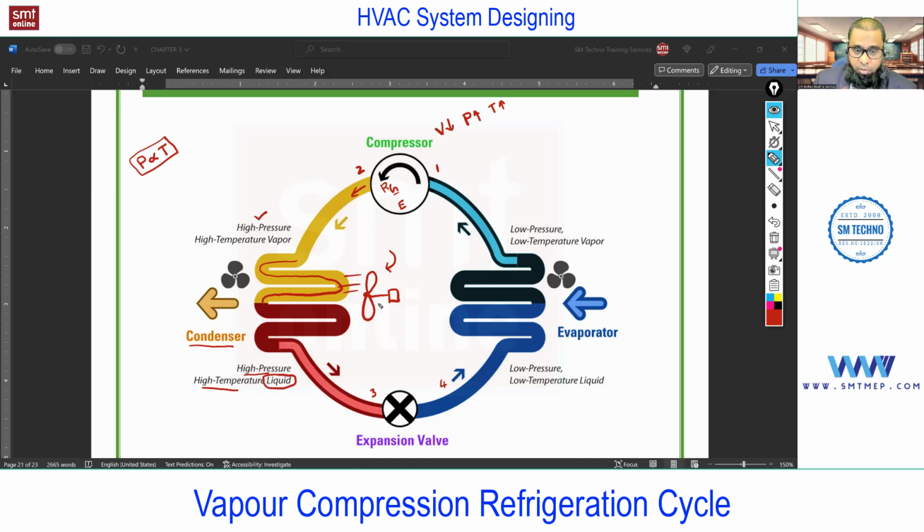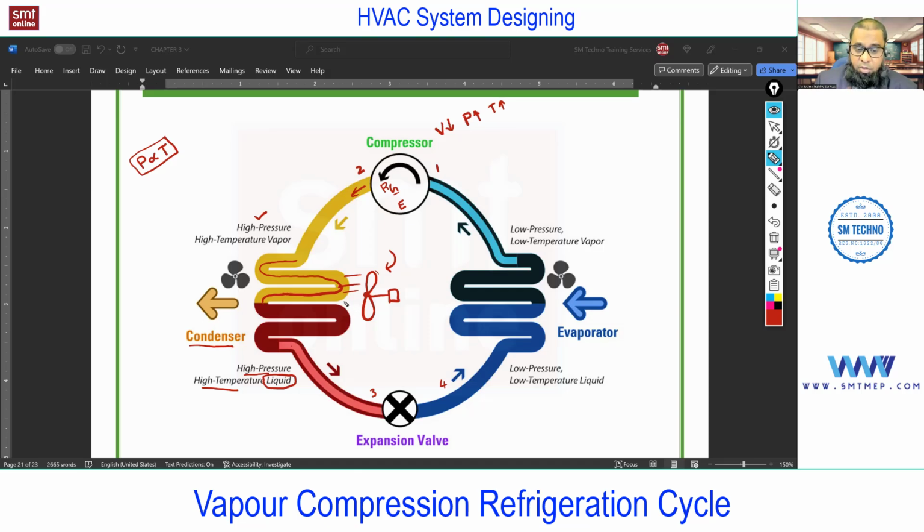And here one more important point: if you use this fan to cool the condenser, so remember this system, and you can write as a note also. If you want, you can please make a note. This is a very important point. So when you cool the condenser by using a fan, this system we can call as an air cooled system.